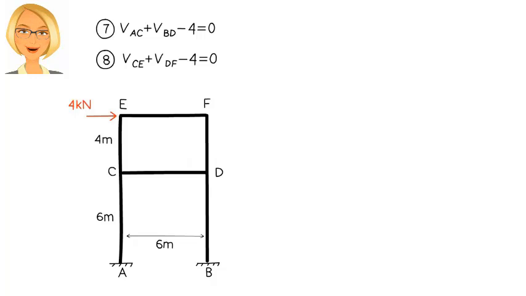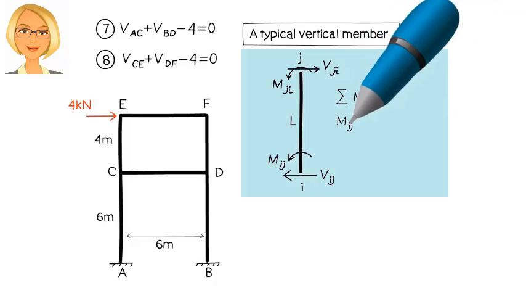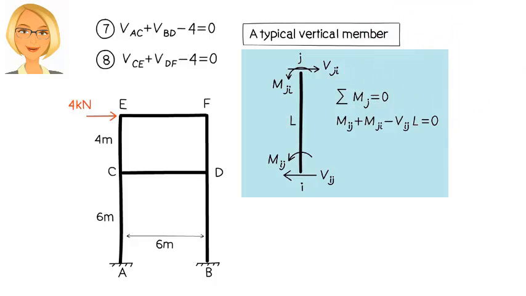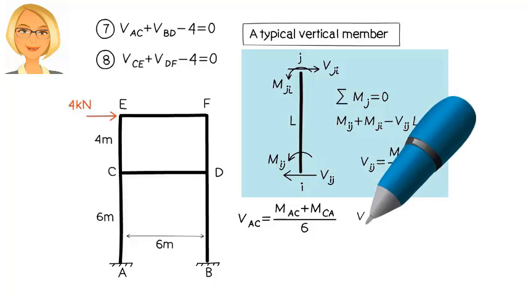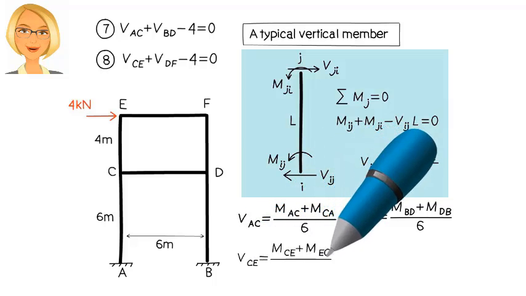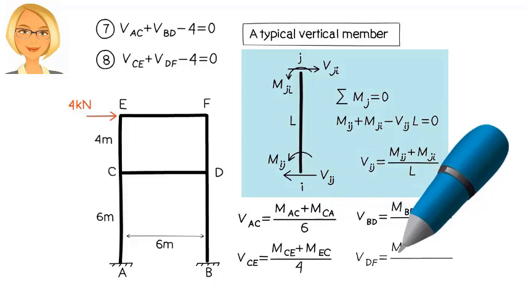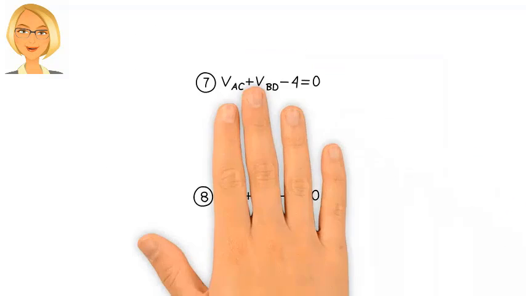But how? How do we express shear in terms of moments? For a typical vertical frame member, we can draw its free body diagram like this. Taking the sum of the moments about point J, we get, or, then VAC becomes, VBD is, VCE can be written as, and here is VDF. So the last two equilibrium equations can be written this way.